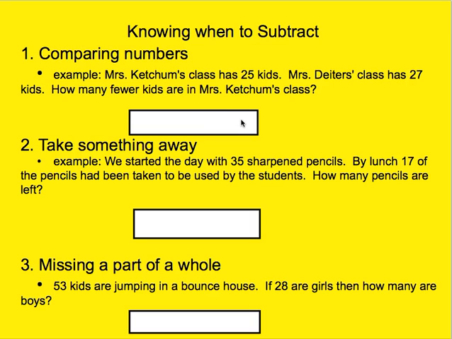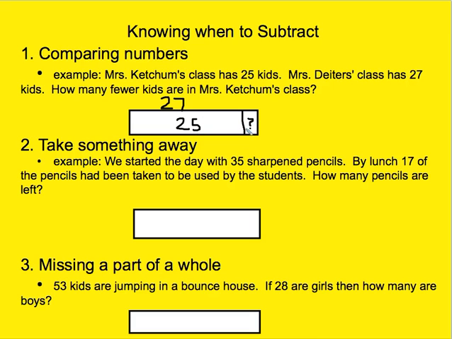If you're using bar diagrams to visualize, I would start with this bar representing the total number of kids in Mrs. Dieter's class. And I know that in Mrs. Dieter's class, there are 27 kids. That is my total. I know that out of those 27 kids, this would be the length that would be Mrs. Ketchum's kids. There's 25 kids here. What I'm trying to figure out is the difference, just this small little section right here.